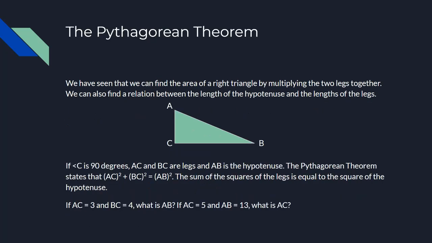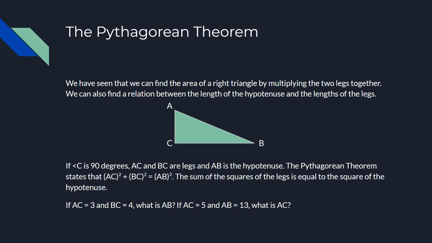We have also seen that we can find the area of a right triangle by multiplying the two legs together, and we can also find a relation between the length of the hypotenuse and the lengths of the legs. So if angle C is 90 degrees, AC and BC are legs, and AB is the hypotenuse, the Pythagorean theorem states that AC squared plus BC squared is equal to AB squared. So the sum of the squares of the legs is equal to the square of the hypotenuse.